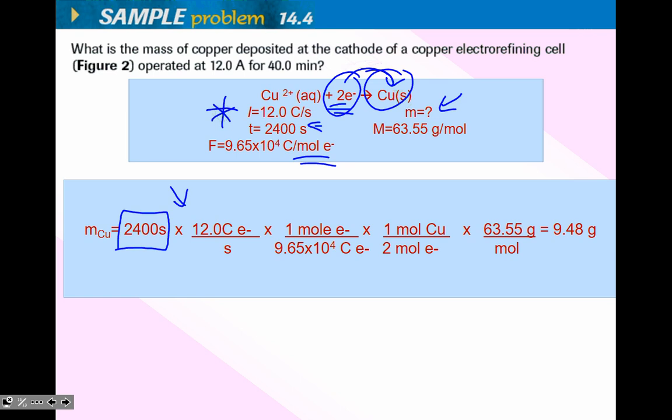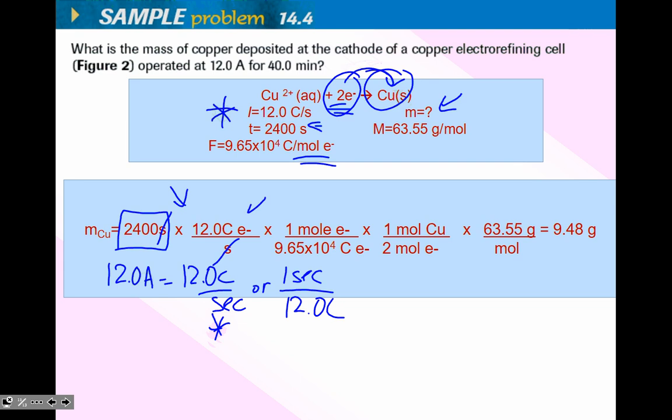Now, I have my amps, 12.0 amps, which is equal to 12.0 coulombs per second. Or it also equals 1 second generates 12.0 coulombs. I'm going to use this one here so that I cancel out my seconds. That's going to leave me with coulombs of electrons. I don't want coulombs, I want moles. So that's where Faraday's constant comes into play. This time I want my coulombs to be on the denominator so that my coulombs cancel out, and I'm left with moles of electrons.